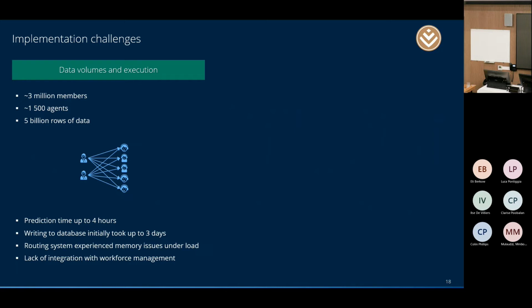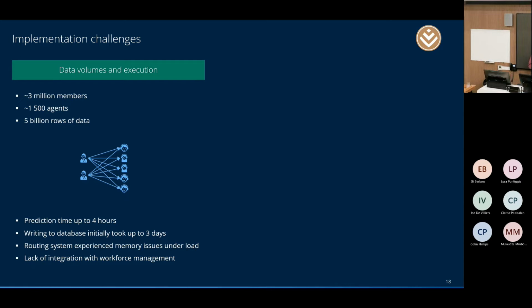But writing to the database initially took up to 3 days, and that is not something you can really do or dare to do. And routing the system experienced memory issues under load, so having to pass through all of those data and the memory. And another drawback would be that there's a lack of integration with the workforce management system.